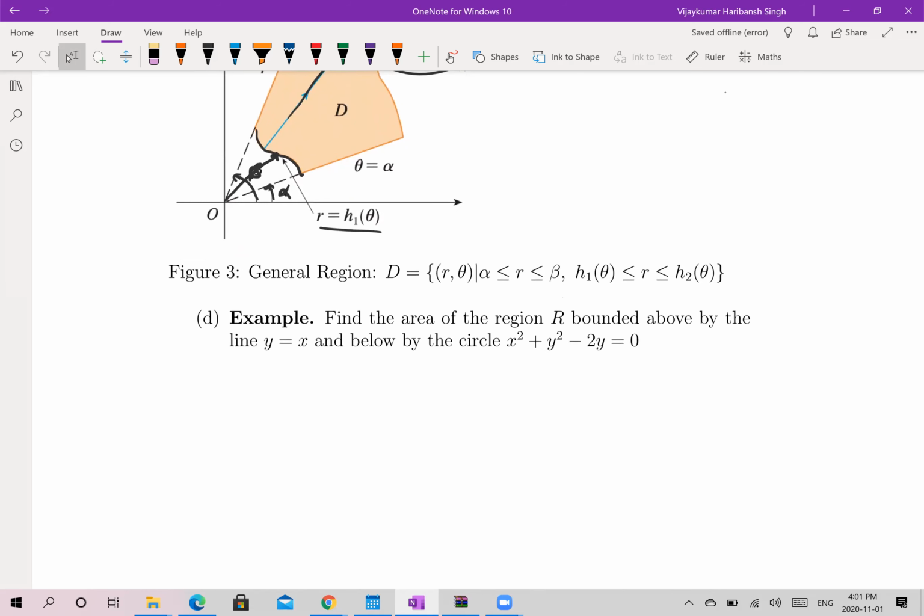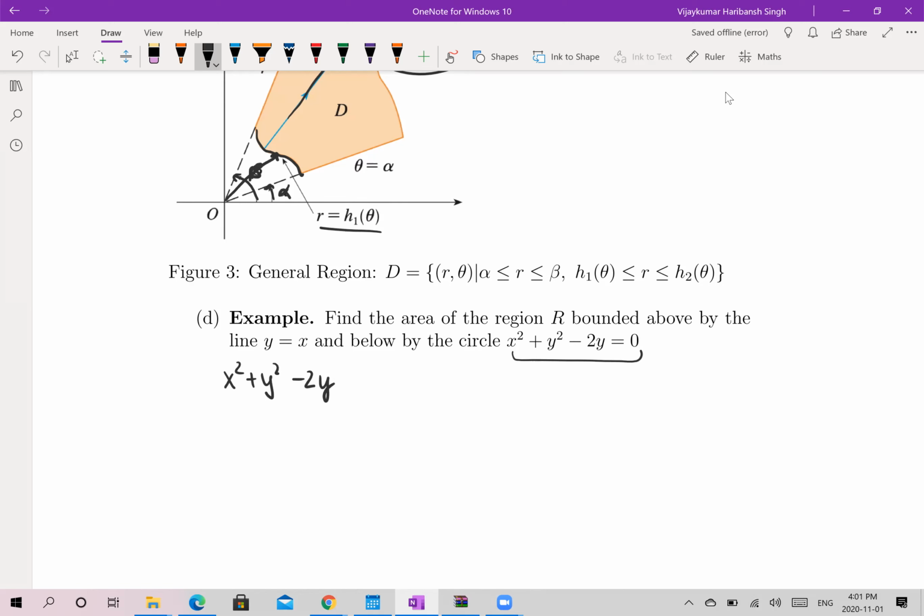Find the area of region R bounded above by y equals x and below by the circle x squared plus y squared minus 2y equals 0. So let's draw this region first. Before we go further, let's understand the circle properly. So x squared plus y squared minus 2y.